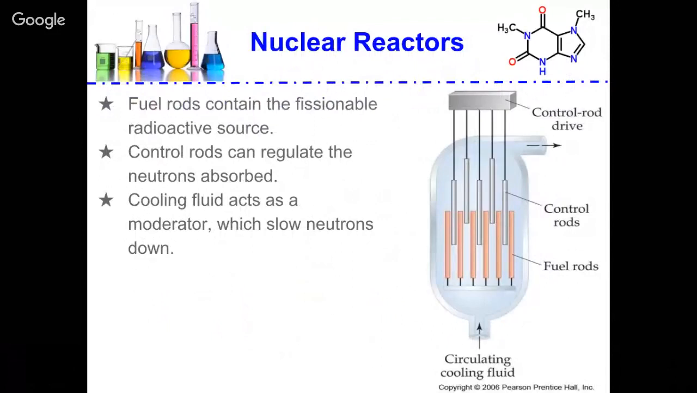So let's look at this picture. In this picture, behind the control rods and the fuel rods is circulating cooling fluid. The fuel rods contain the fissionable radioactive source. The control rods can be pushed down further into the fuel rods or pulled up, and they're going to regulate the amount of neutrons that are absorbed. And the cooling fluid is going to act like the moderator, which is going to slow down those neutrons so they're not moving so fast with so much energy.